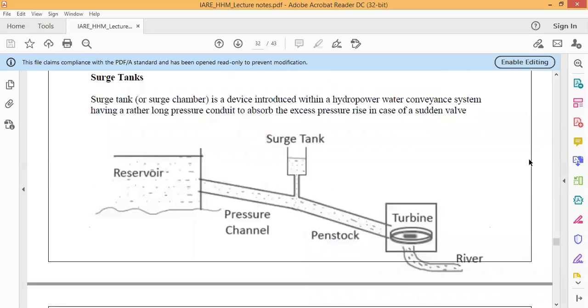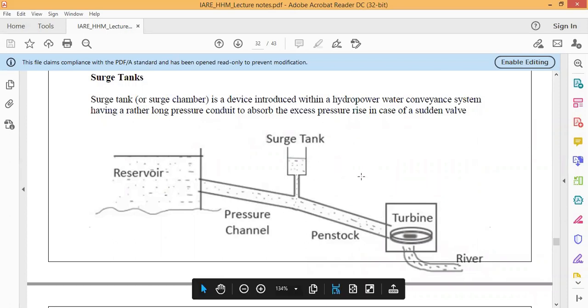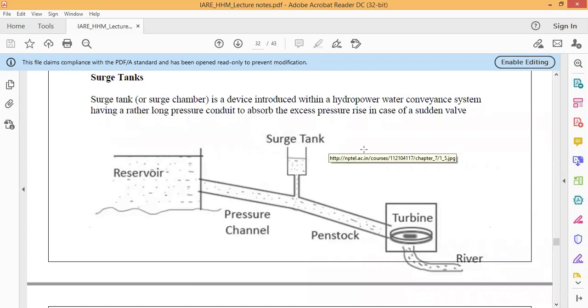So you might have seen in your normal water tank over your roof or somewhere at the top of your terrace, there is some kind of opening at the top of those tanks. You find there is an open pipe which is exposed to the atmosphere. That is a kind of balancing the pressure.